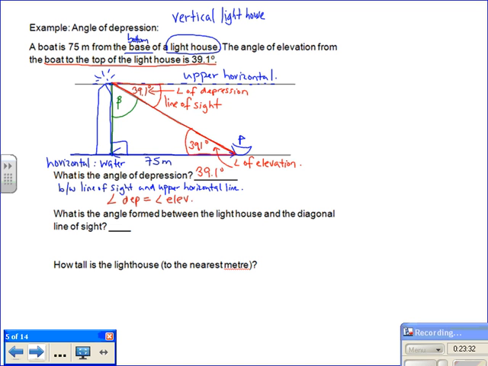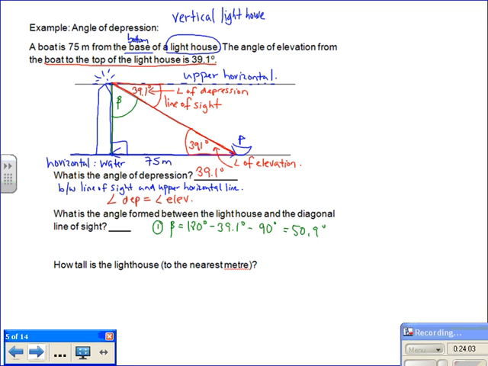Well, there's two ways you could solve this. One way is that you can recognize that you have a right triangle down below. And so there's two methods here. One method is that beta is going to be equal to 180 degrees minus all the other angles that you know in that right triangle. So minus 39.1 degrees, the angle of elevation, and minus 90 degrees for the right angle. And that's going to give us 50.9 as our answer.